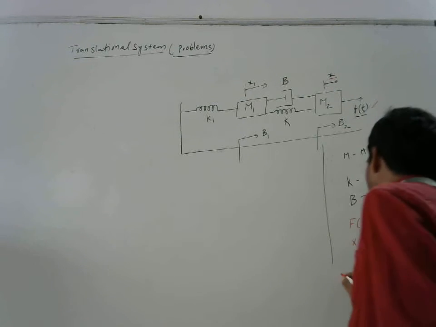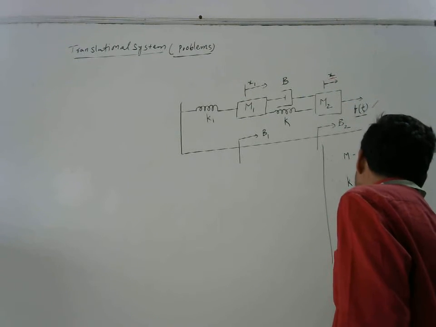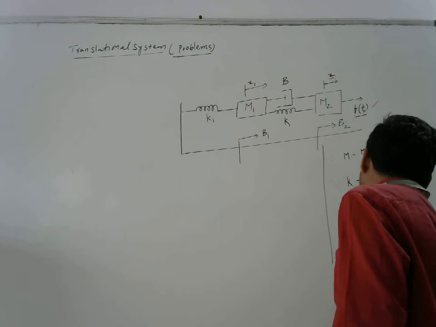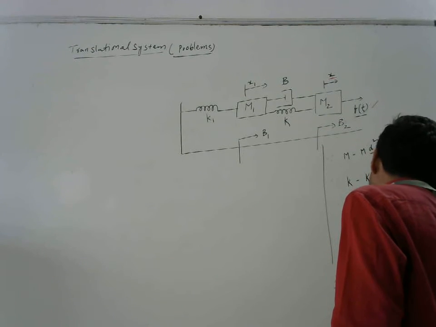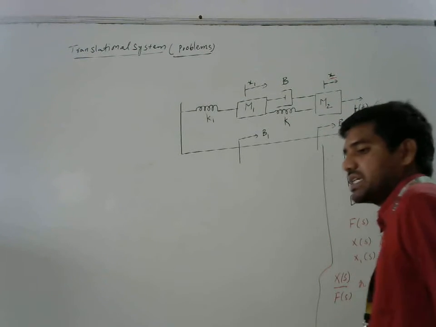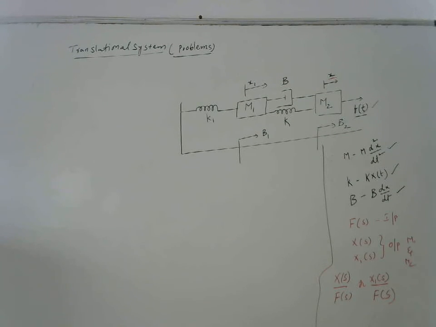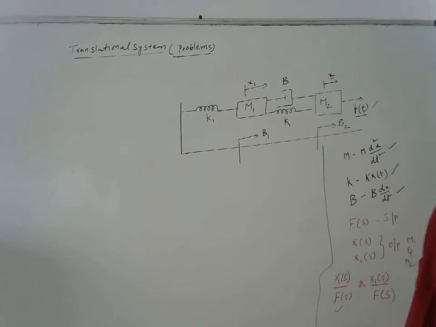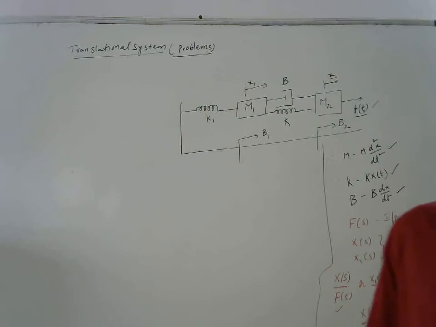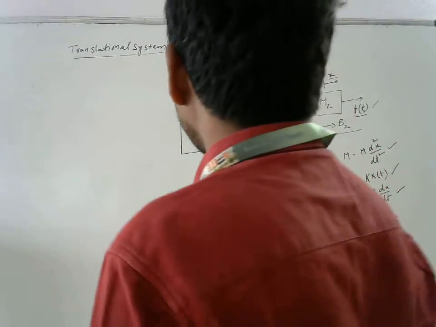Now, which value can we find? We can find x of s by f of s, or x1 of s by f of s. In some cases, they will ask you to find x of s by f of s. Similarly, x1 of s by f of s, or x of s by x1 of s also we can find. Don't worry, you can calculate anything once you know the procedure. This is the given diagram.